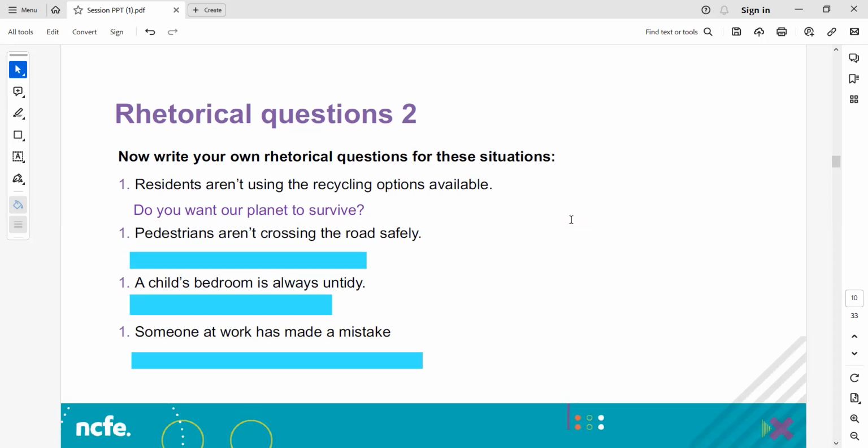Okay. So for the next one, pedestrians aren't crossing the road safely. So you've got to write a leaflet about road safety. What rhetorical question could you ask? Imagine it's your first sentence, you're starting with a question because that gives a big impact. To start with a question, you're engaging the reader straight away because they read the question, they're going to try and think of an answer in their own head. So what could a question be? A rhetorical question.